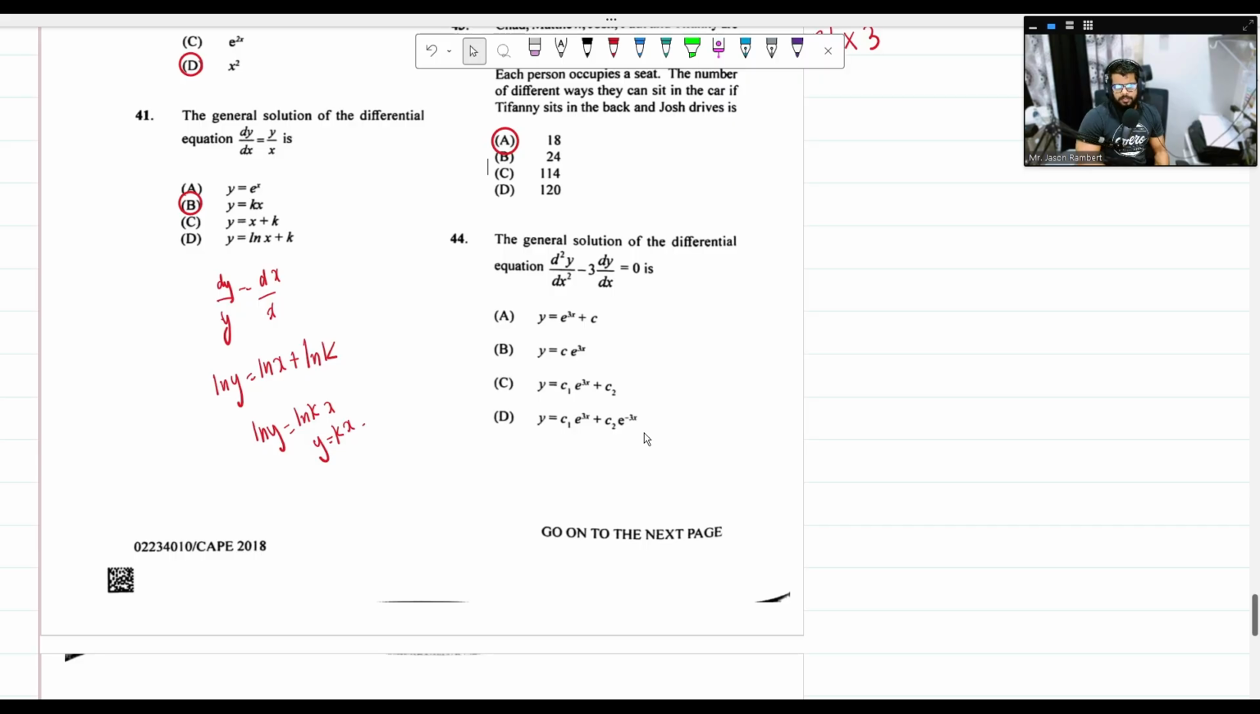The general solution of the differential equation. Okay, let me go ahead and solve this right here now. m squared minus 3m is 0. m into m minus 3. So m is 0 and m is 3. So we're going to get c1 e to the 0x plus c2 e to the 3x. So c1 e to the 0x is just c1, plus c2 e to the 3x. So the answer is going to be C. They just change how c1 and c2 look.